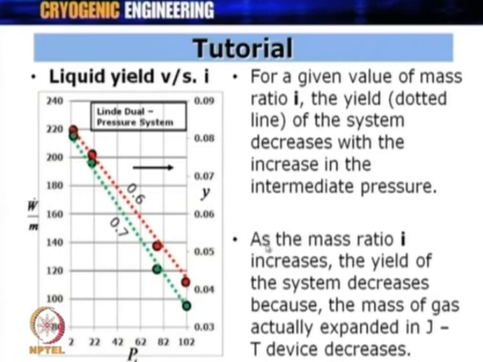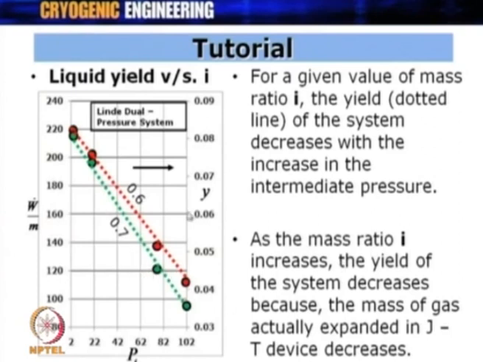Also, as the mass ratio I increases, that means if I go from 0.6 to 0.7, the yield of the system decreases. Now, understand again, if my intermediate gas ratio increases, that means 70%, for example, I is equal to 0.7, 70% of the mass flow is going back. It means that only 30% of the gas is going for the second expansion, and the liquid yield is going to come from this 30% only.